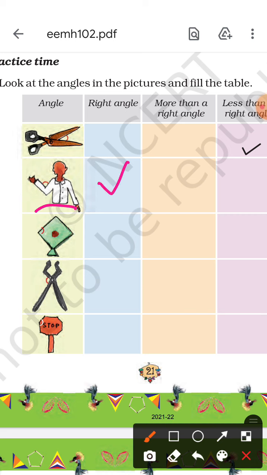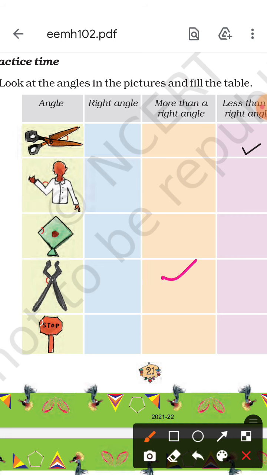Now in this figure, you can see it is like a kite. Here we have to find out the angle. If you see this angle, the shape also looks like the L shape, that is a right angle. So we have to mark it here. Now in this figure, you can see the angle is not like L, but it looks greater than L because there are some bendings. So it is more than a right angle.